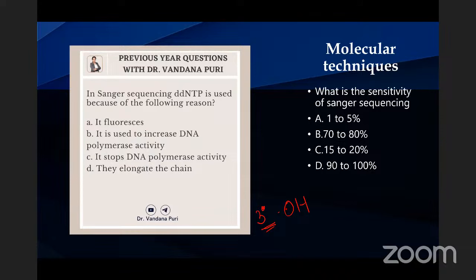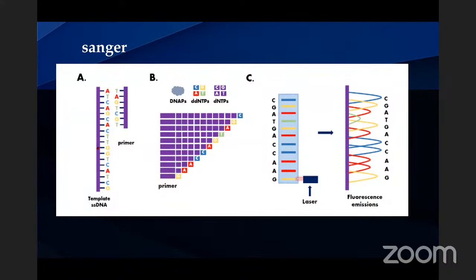Okay, so basically whenever you use Sanger sequencing, you add ddNTPs because it stops the DNA polymerase activity and will immediately stop the processing. So this is what happens. As soon as you put ddNTPs, it will stop the polymerase, and usually the ddNTPs are put with a fluorescent tag. Just like FISH, which has probes, here we have fluorescently tagged ddNTPs. So immediately it will stop at one sequence, and we know exactly where the fluorescence is coming from.